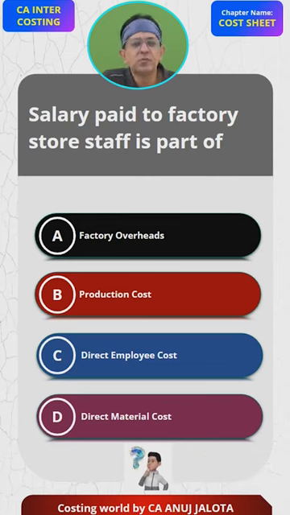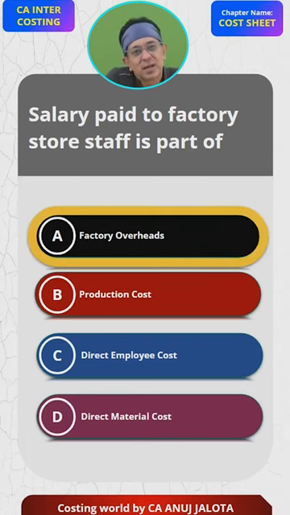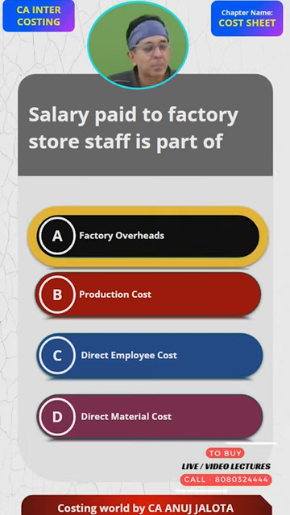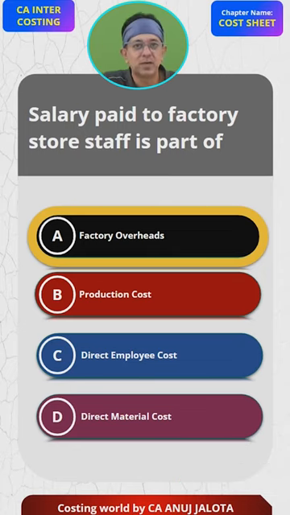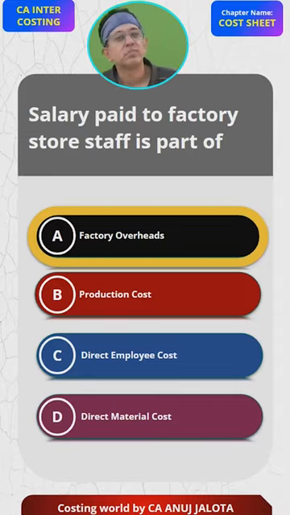So let me go for A. That is a specific answer, I guess. So A is the correct answer. B can also be the right answer, but I selected the more specific answer. So A will be the correct answer. Okay, that's it.